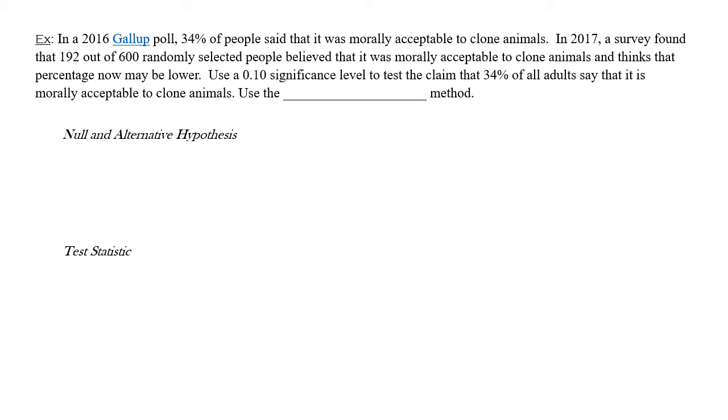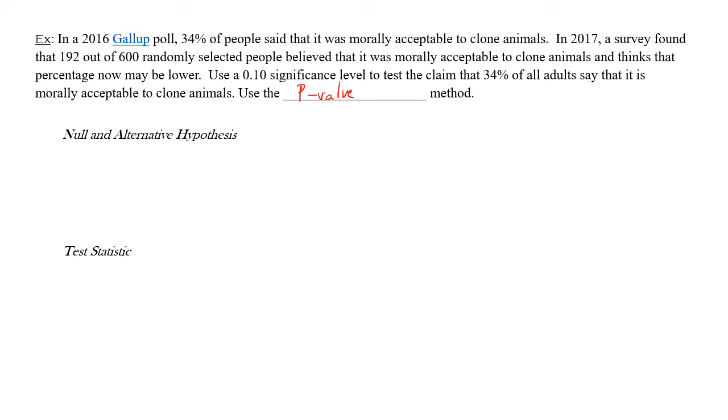In a 2016 Gallup poll, 34% of people said that it was morally acceptable to clone animals. In 2017, a survey found that 192 out of 600 randomly selected people believed that it was morally acceptable to clone animals. Thinks that percentage now may be lower. Use a 0.10 significance level to test the claim that 34% of all adults say that it is morally acceptable to clone animals. And for this one, just like all the other examples, I'm going to use the p-value method.